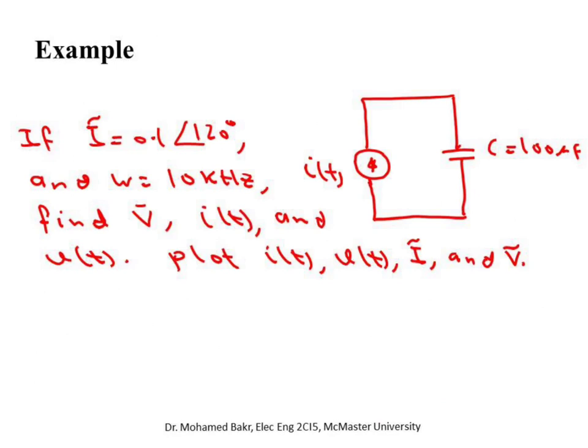This is a very simple illustrative example. We have a capacitor, and we inject a current I through it. This current is sinusoidal. It has an amplitude of 0.1, a phase of 120 degrees, and the frequency is 10 kilohertz.